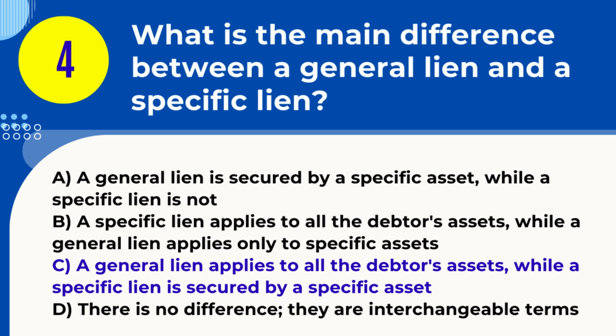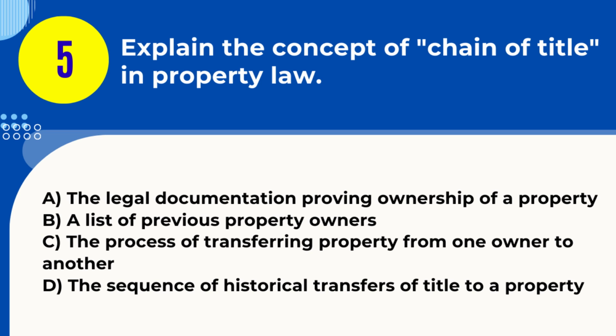Answer. C. A general lien applies to all the debtor's assets, while a specific lien is secured by a specific asset. Explanation. A general lien is a claim against all assets of a debtor, while a specific lien is a claim against a specific piece of property. Question 5. Explain the concept of chain of title in property law.